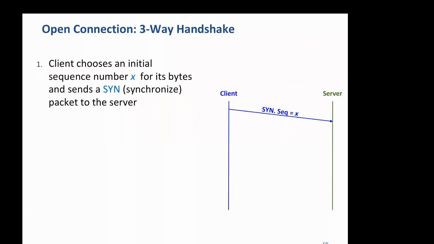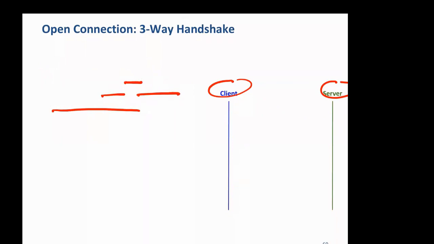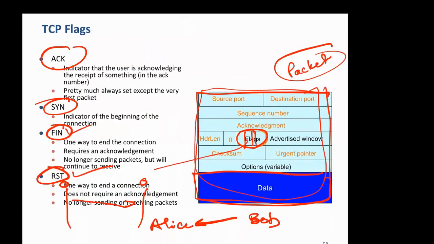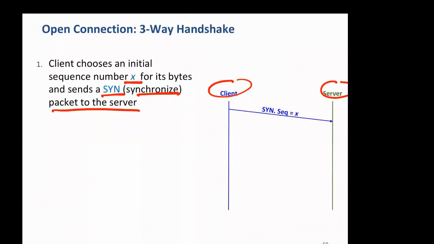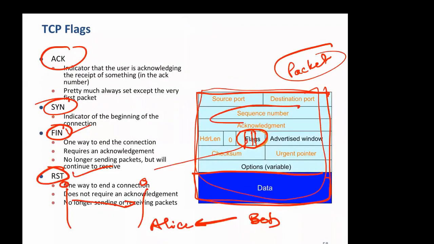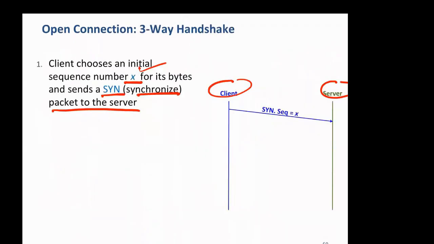The client chooses a sequence number X, which is a random number, because it's starting a connection. Then it sends a SYN or synchronize packet to the server. This is the client, this is the server, and it sends a SYN packet. It essentially means this flag is set here. And then it defines a sequence number X. Where is the sequence number field? This one. It sets this one as X.